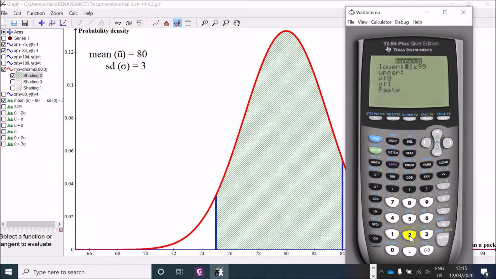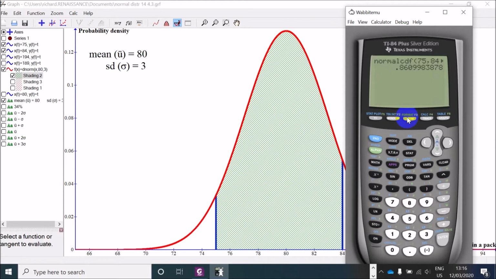the normal CDF. They are now asking you what is the lower bound and what is the upper bound. It's 75 is my lower bound and my upper bound is 84. The mean I used was 80 and the standard deviation was 3. When I now calculate, I get 0.861. So 86.1% of all my matchboxes will have the number of matches between 75 and 84.